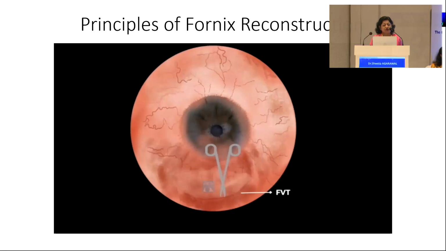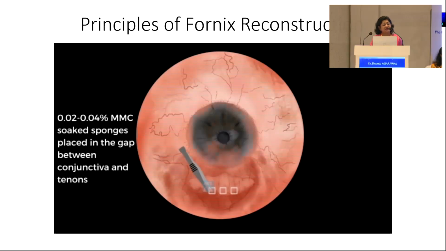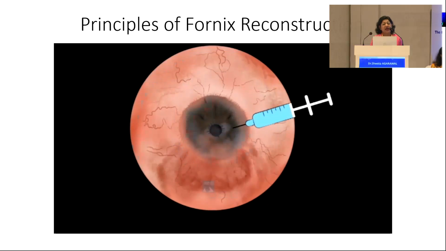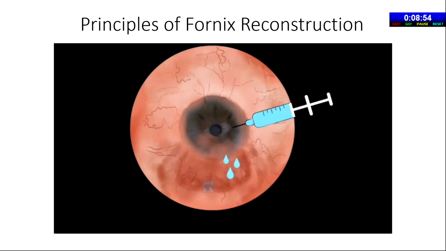Sometimes you also have to use mitomycin C in these patients. Either a 0.02 or a 0.04 is something that is advised. You can place it from 1 minute to 5 minutes. And once you have placed the swab, just make sure that it's not on the bare sclera. It's in the space between the conjunctiva and the tenons, and you give a thorough wash.